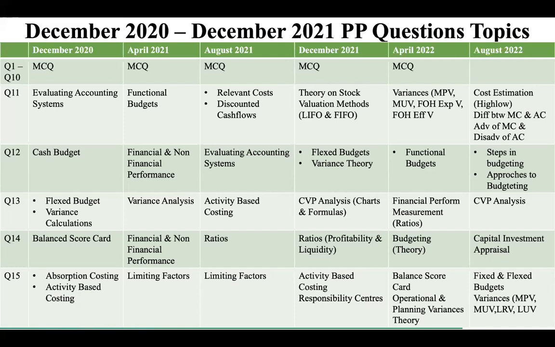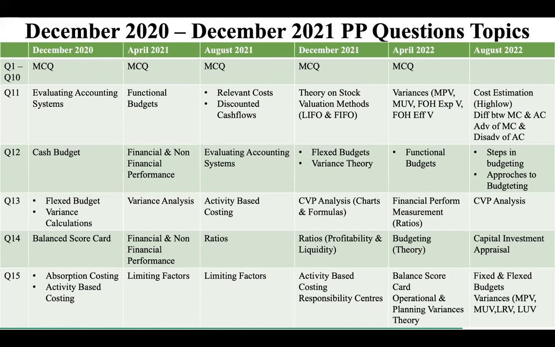We are almost there. April 2022, question number 1 to 10, multiple choice questions. Question number 11, variances. And which variances? Material price variance, material usage variance, fixed overhead variance, of course, fixed overhead expenditure variance, and fixed overhead volume efficiency variance. Question number 12, they tested on functional budgets.